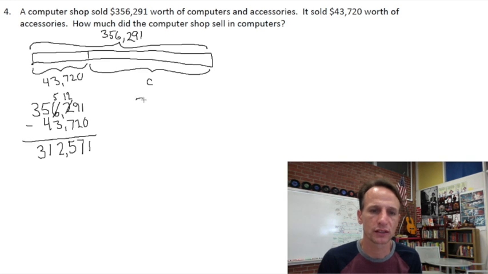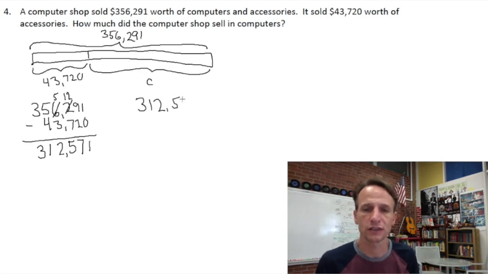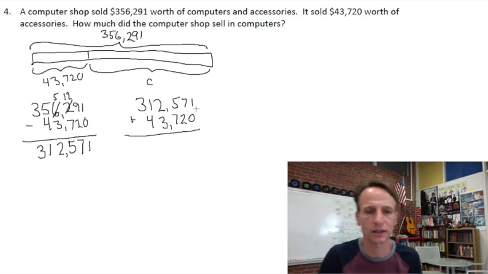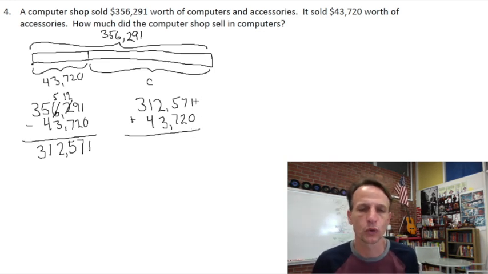We are going to take the difference, the $312,571, and then add to it, so that's the amount of computers we're thinking, add to it the amount we had in accessories, 43,720, and we should get the total of computers and accessories we started with. Let's see what happens. 1 plus 0, 1. 7 and 2 make 9.